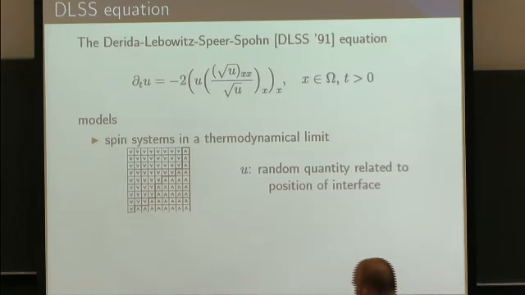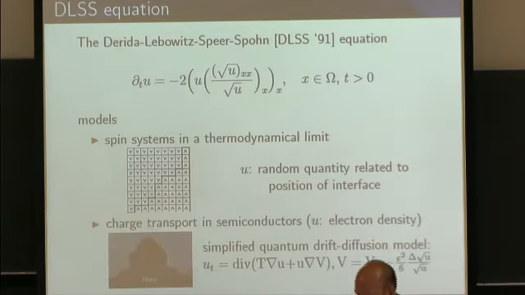Okay, so I've written this here only in one space dimension. And originally it was derived for spin systems. So they wanted to model spins which interact, and in a thermodynamical limit, they derived a random quantity u that is related to the interface between these positively and negatively spins. And this quantity is governed by this equation.